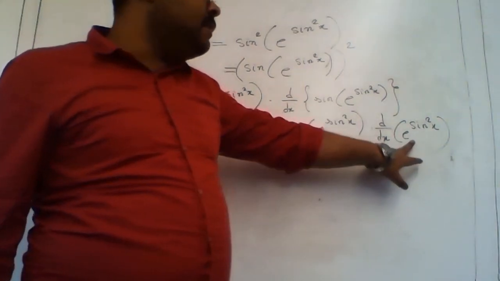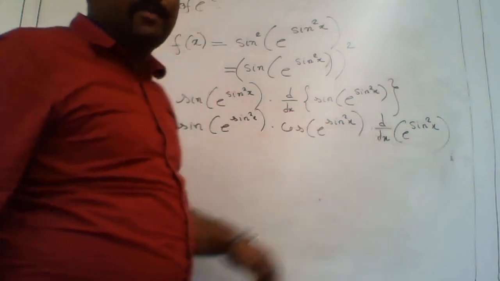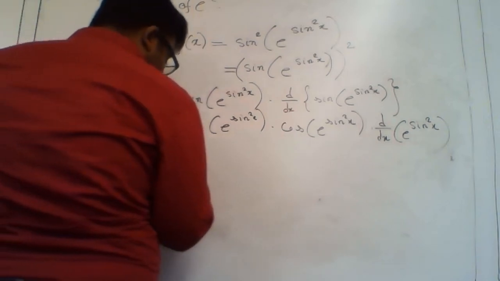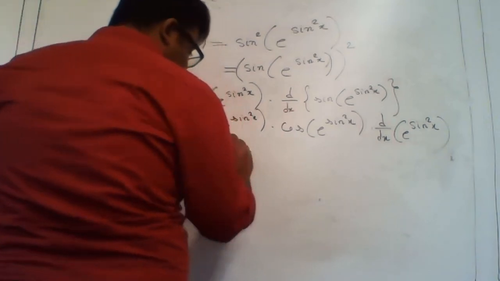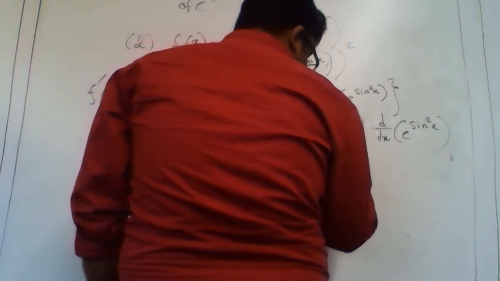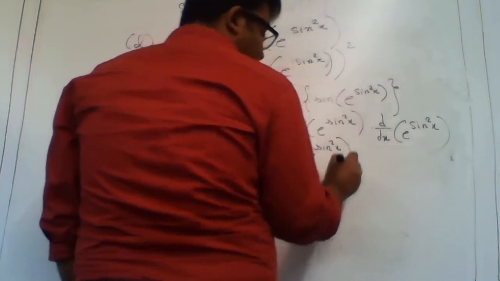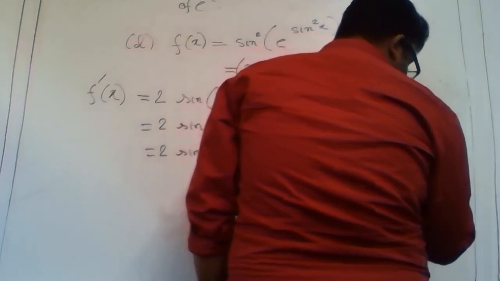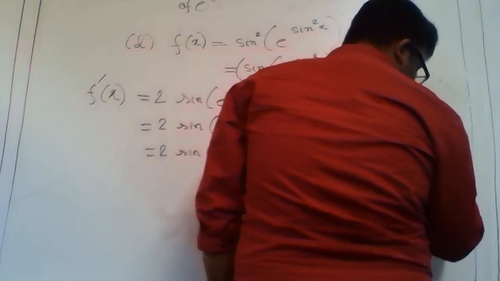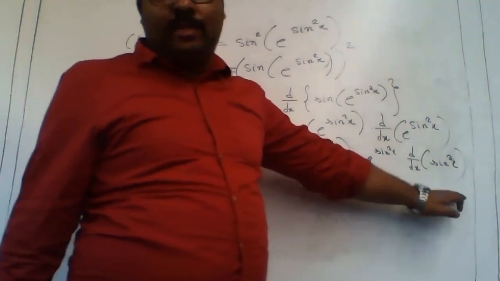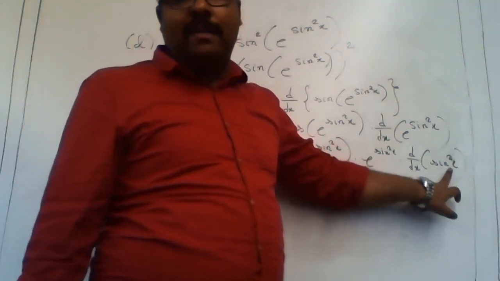Here now the outer function is e to the power x and the inner function is sine square x. And d/dx of e to the power x is just e to the power x. So it will be 2 sine e to the power sine square x times cosine e to the power sine square x times e to the power sine square x times d/dx of sine square x. So finally we have to just do this, d/dx of sine square x. Now the outer function is x square and the inner function is sine x.